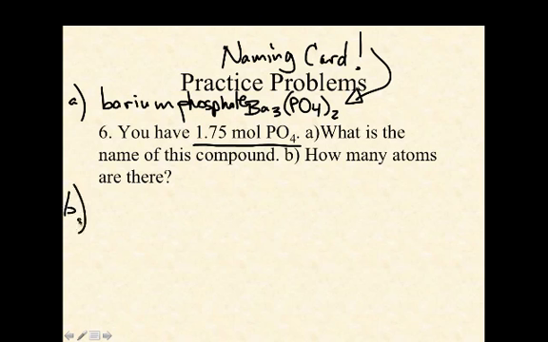And then B is asking how many atoms are there in 1.75 moles. So let's count up how many atoms are in one molecule. I have 3 bariums, and these parentheses mean I have to multiply everything inside there by 2. So I have 2 phosphates and 8 oxygens. So that gives me a total of 13 atoms per unit, right? Per molecule. Let's start with 1.75 moles of barium phosphate.